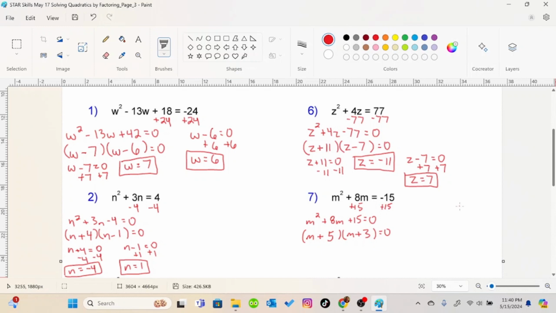Once we have the factored form, we're going to take the first factor, m plus 5, and set it equal to 0. We'll subtract 5 from both sides and get our first answer, m equals negative 5. Then we'll take the second factor, m plus 3, set it equal to 0, subtract 3 from both sides, and find our second solution, m equals negative 3.